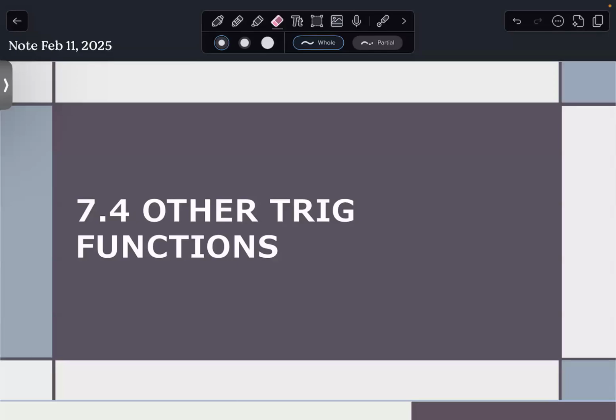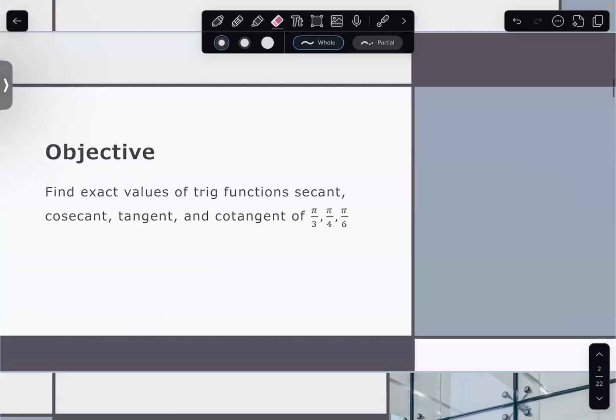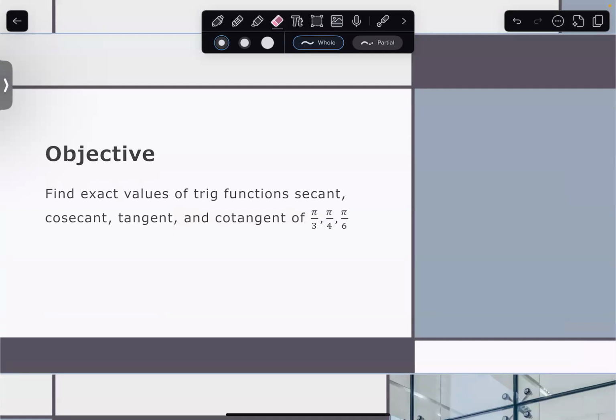And welcome to section 7.4, the other trig functions. So before today, we've talked about sine and cosine, and today we'll add secant, cosecant, tangent, and cotangent, and we'll especially talk about these functions at pi thirds, pi fourths, and pi sixths.